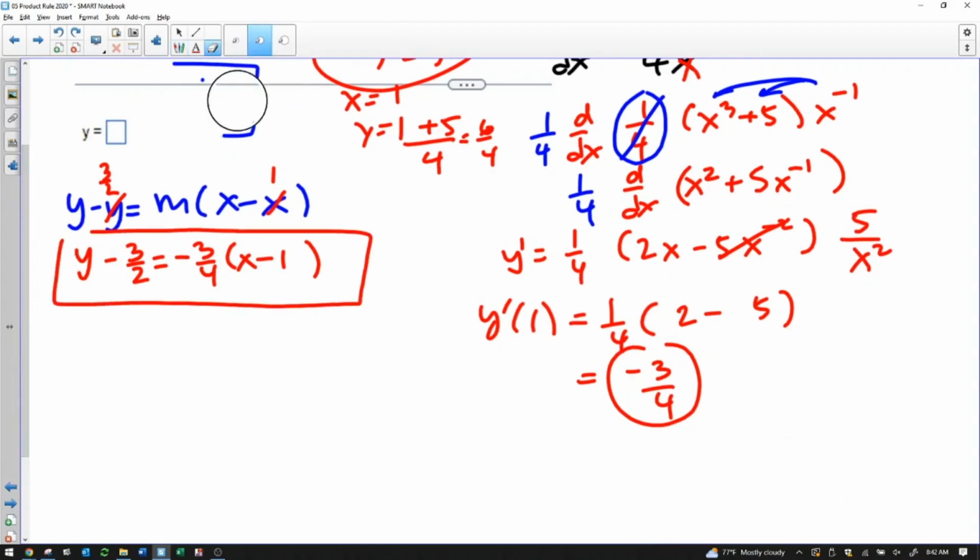The problem is my MATLAB wants it in y equals mx plus c format. So all you do is solve for y here. I'm going to distribute this here.